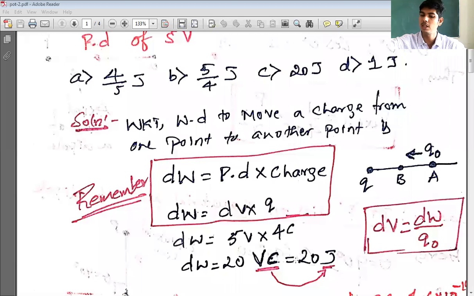A charge is moved from infinity to point P. Potential at point P is 5 volts. Tell me what is potential difference between point P and infinity.